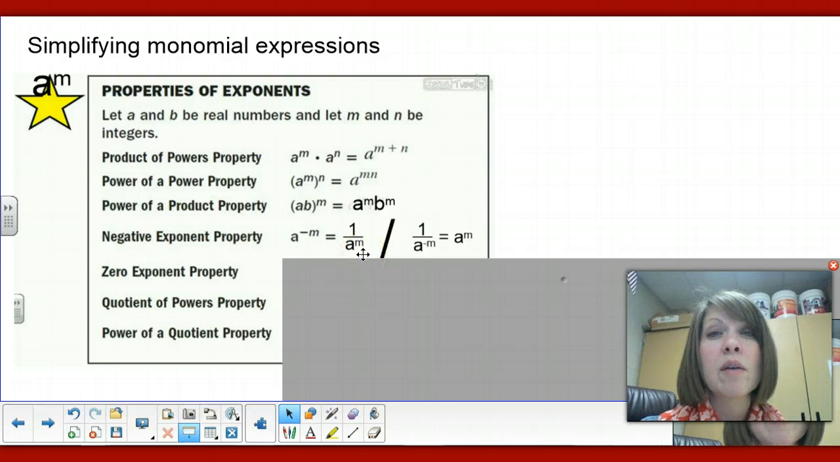This is going to be really important for us, this skill, as we get into calculus in a couple years. So we need to make sure that we get it now so that we can use it later. Okay?